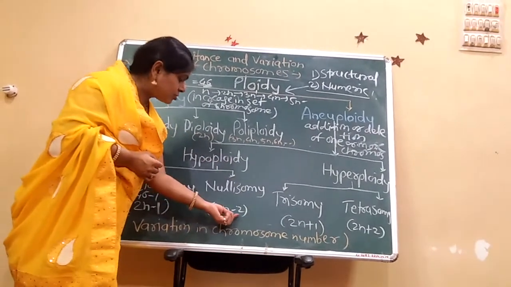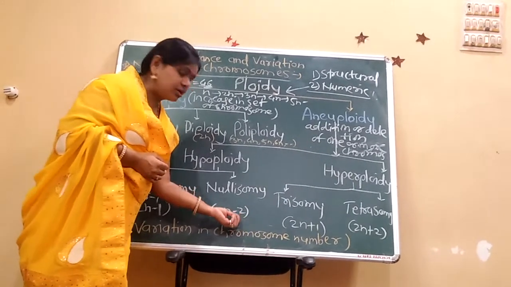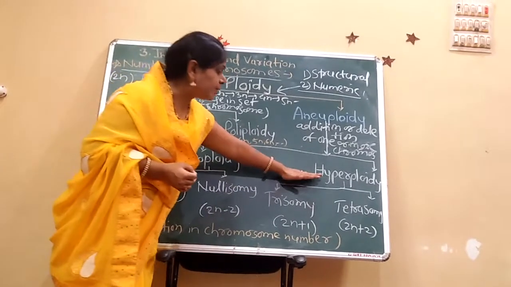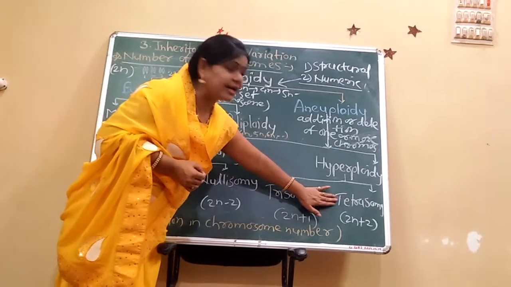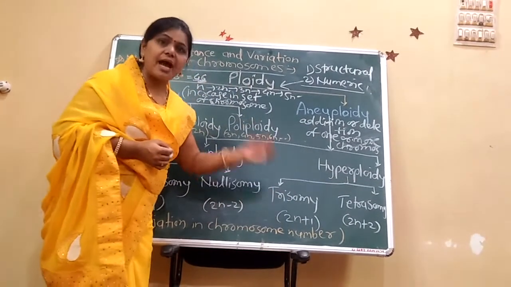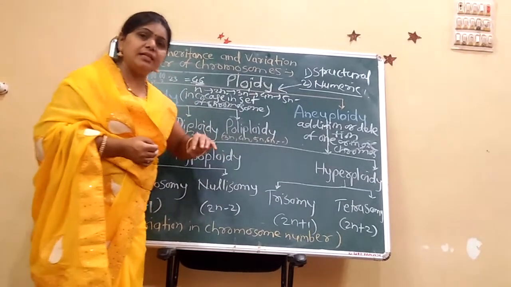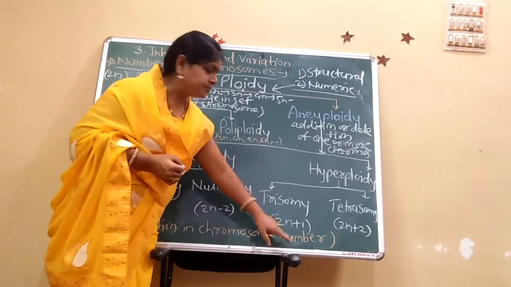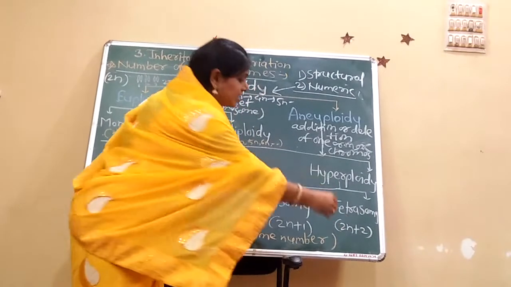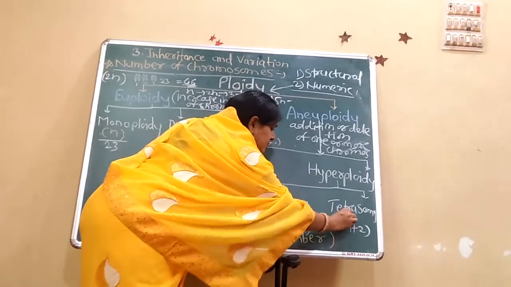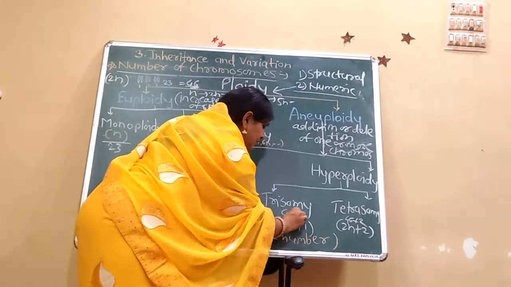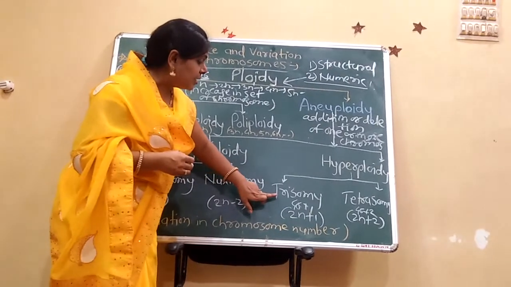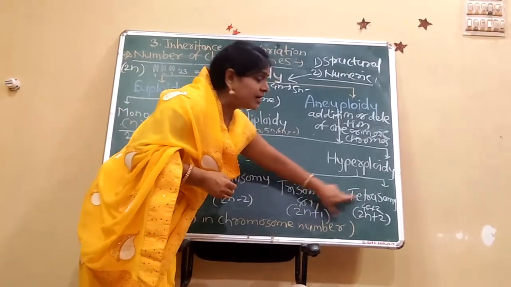Nullisomy means the chromosome number decreases by two chromosomes here, that means 2n minus 2. Then hyperploidy here, trisomy and tetrasomy. Trisomy means the addition of one more chromosome to the 46 chromosomes or the diploid chromosomes here, 2n plus 1. Then tetrasomy here, the addition of two chromosomes, that is 46 plus 2. Addition of one chromosome is trisomy, and addition of two chromosomes is tetrasomy.